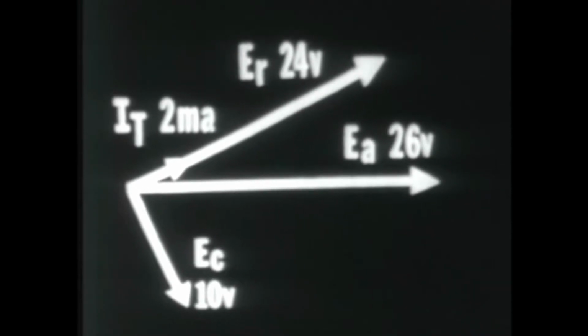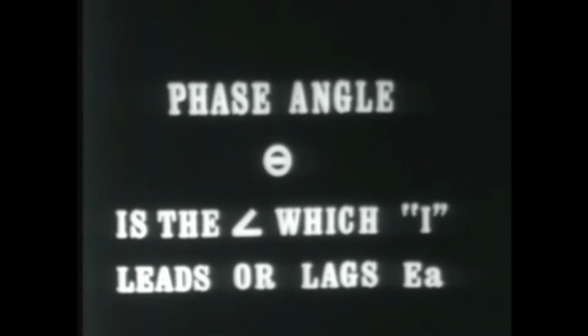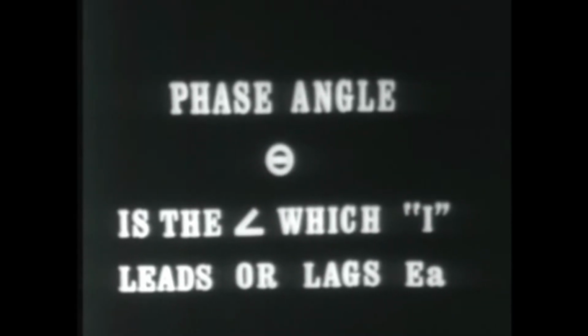Now we have a very important angle here, and that is the angle between EA and IT, and this is referred to as the phase angle. We'll define this angle as the phase angle theta, or theta is the angle with which current leads or lags the applied voltage.